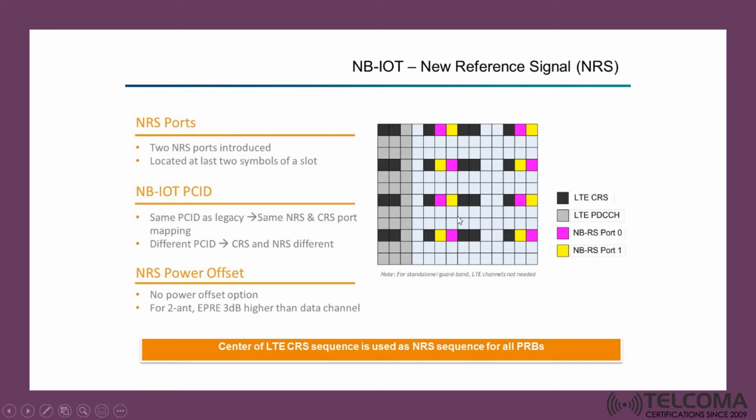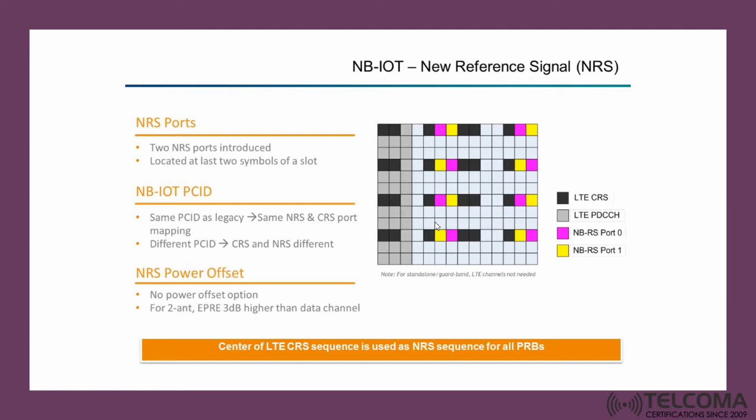This is the end of a slot, and it is present just at the last two symbols, whereas LTE CRS can be present even in the first slot. Physical cell ID is the same as legacy. If the same NRS and CRS port mapping is used, the same PCID is used for both NB-IoT and legacy LTE. And if they are mapped to different cell IDs, NRS and CRS are different. That is, depending upon the sector it is operating.